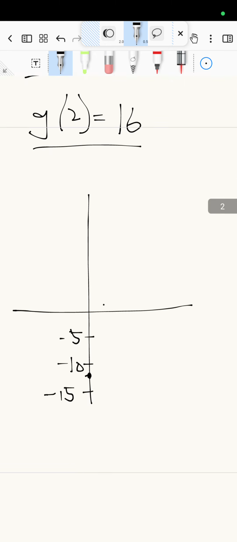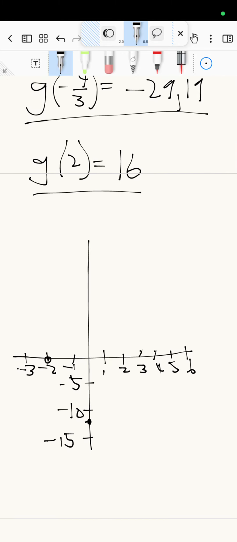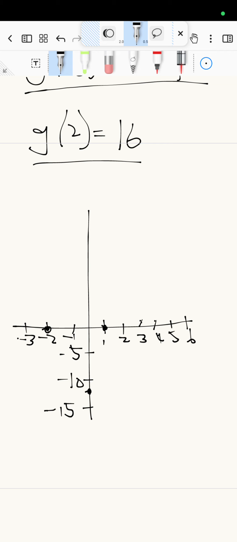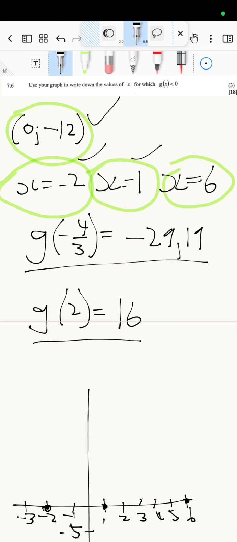So I'm going to count in ones: 1, 2, 3, 4, 5, and 6, -1, -2. I think that is sufficient. Let's see the values. -2 is a value, so I'm going to make a dot on -2. What's the next one? That's +1. +1 is a value, and +6 is the other value. So those are my x-intercepts. I've thrown my x-intercepts in.